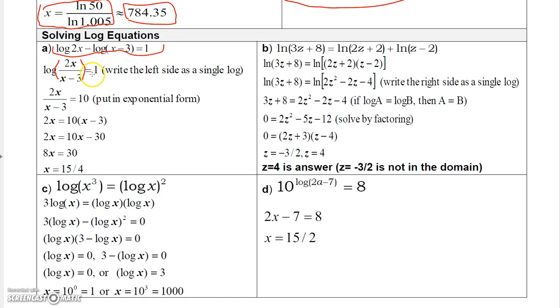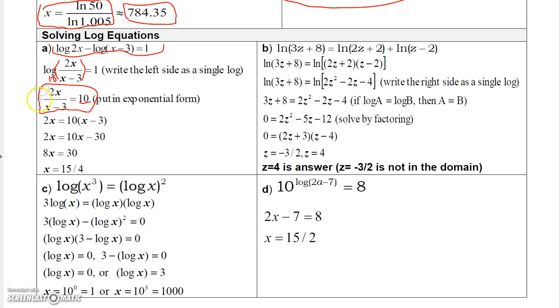And now this log, this is a base 10 log, right? So it's understood to have a base 10. So I could write this in exponential form and say, well, then 10 to the 1, which is 10, must equal this argument, 2x over x minus 3. And then now you just have a basic equation to solve for.